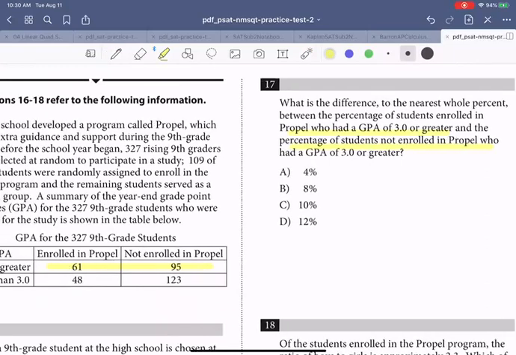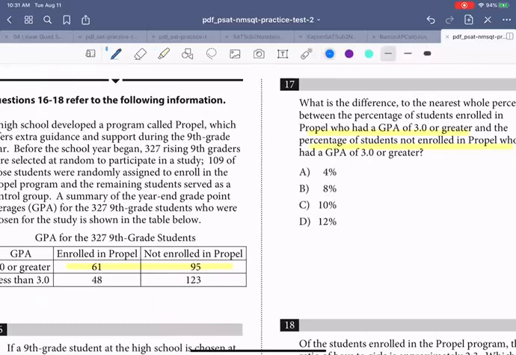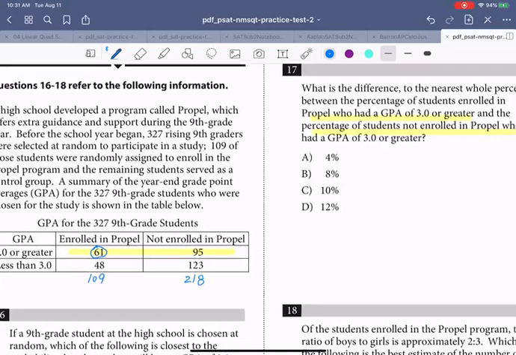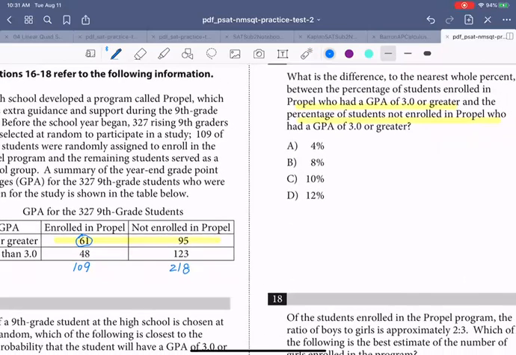So that means what? We need to use 61 divided by, we want to add up this, and we want to add up this, right? Yes. So the percentage we want to compare is what?